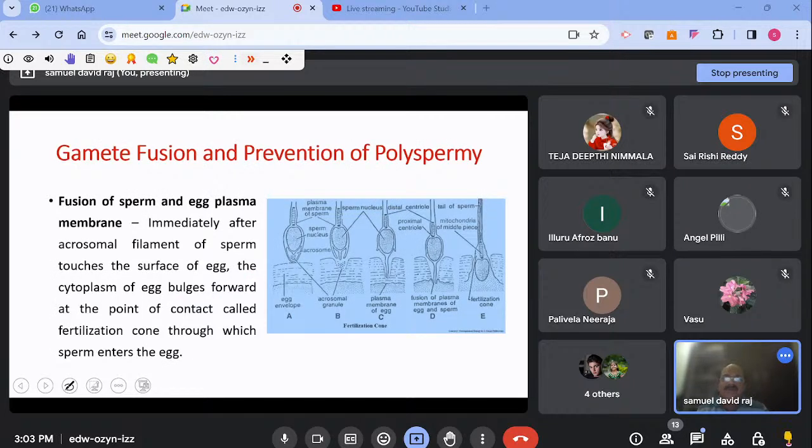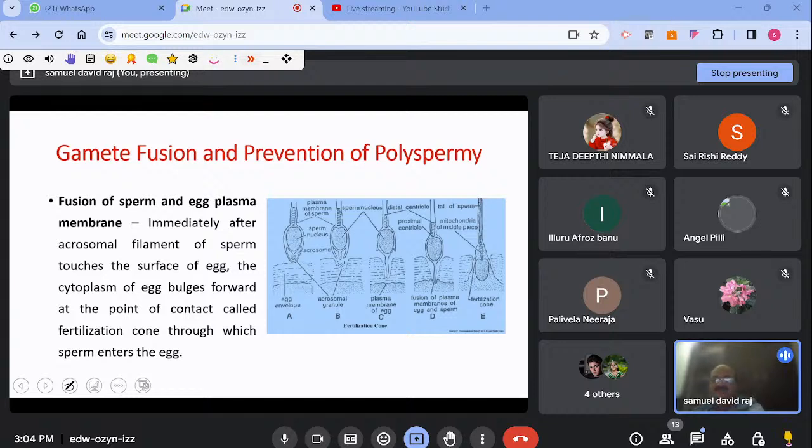At the same time, we also have to see another phenomenon called prevention of polyspermy. So, if this is the egg, a number of sperms come in contact with it, but the egg has to allow only one nucleus, and other sperms have to be prevented from fertilization. This is accomplished. How? Let us see.